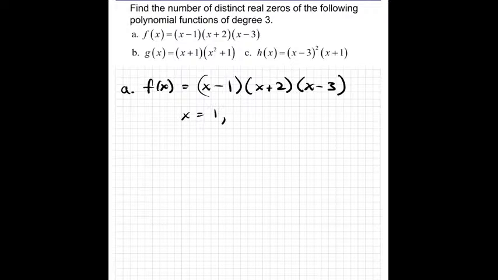Notice that the power on each of these linear factors is 1. So the multiplicity of all of these is 1. So the graph would cross the x-axis at each of these x-intercepts, right? Okay, so this one has 3 distinct zeros. These are the 3 distinct zeros.